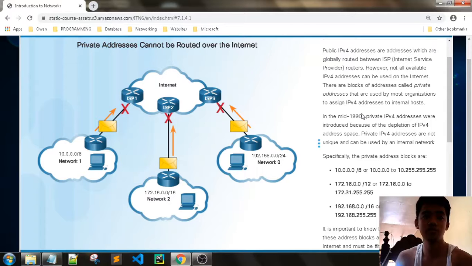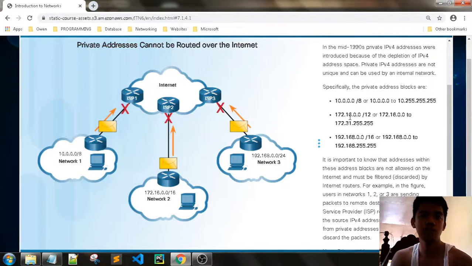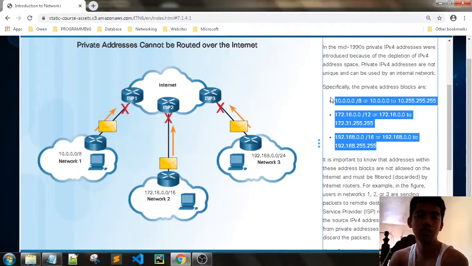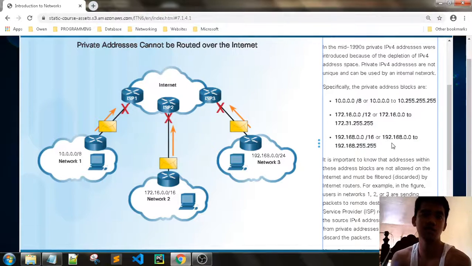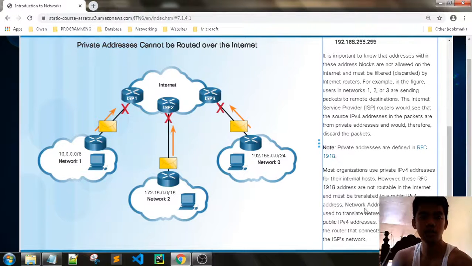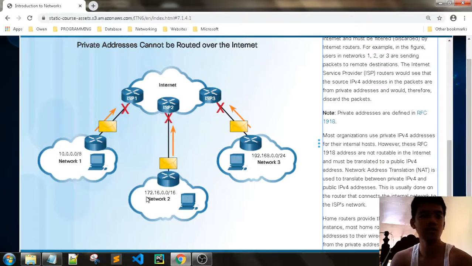So we have private address blocks: 10.0.0.0/8, 172.16.0.0/12, and 192.168.0.0/16. All the addresses within these ranges are considered private addresses. We use NAT, or network address translation, to translate our private addresses to public addresses. So in a local area network, we use the same public address.